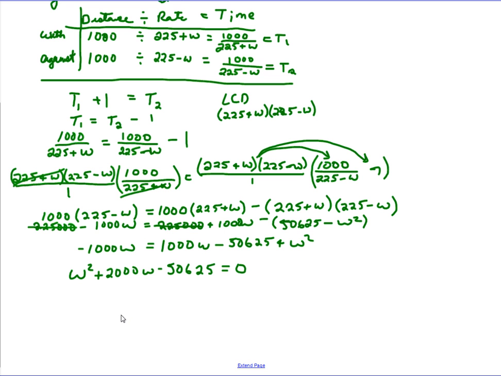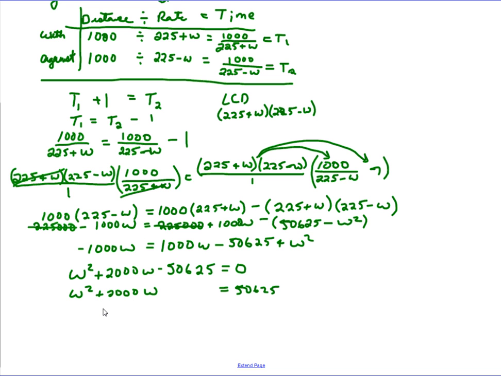Well, if you're interested in trying to find factors, I'm sure that we probably can find some factors, but it looks to me as though this is the kind of equation that would be very useful to be solved by completing the square. Because I already know what my square root of 50,625 is, but let's work this through. W squared plus 2000W is equal to 50,625. We're going to take half of 2,000 and square that.